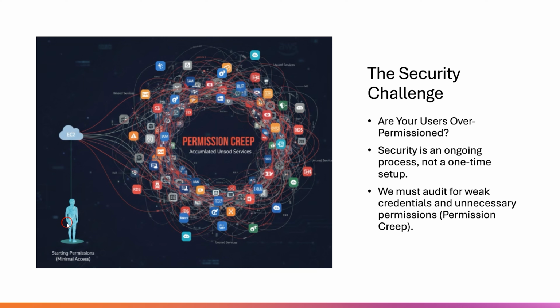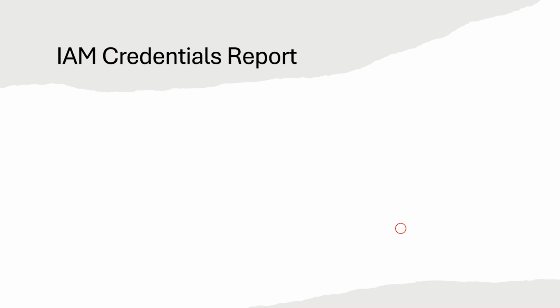If you see here, there is a user who was starting with very minimal access, who can access EC2, but later we have added so many permissions to him, which accumulated so many unused services. These services and permissions are not required for this user, but over a period of time we have accumulated those things. Usually we call it permission creep. So IAM provides two essential free tools to help: one is the credentials report, the second one is last access, to avoid this permission creep. Let's dive into the first one, the IAM credentials report.